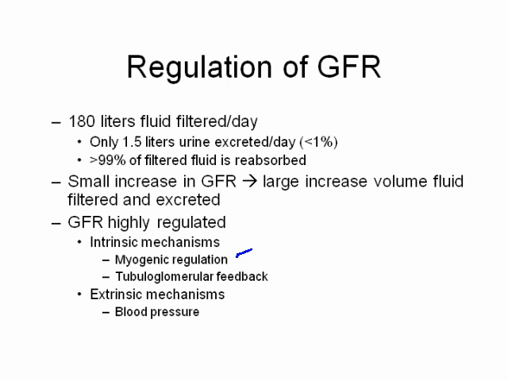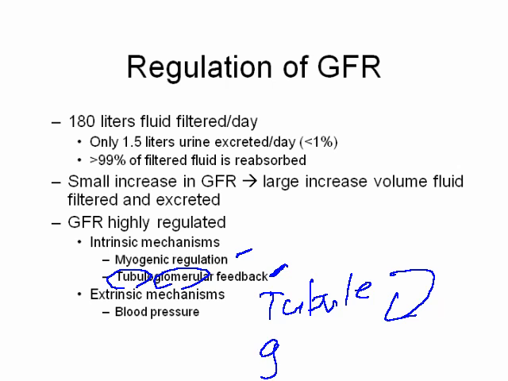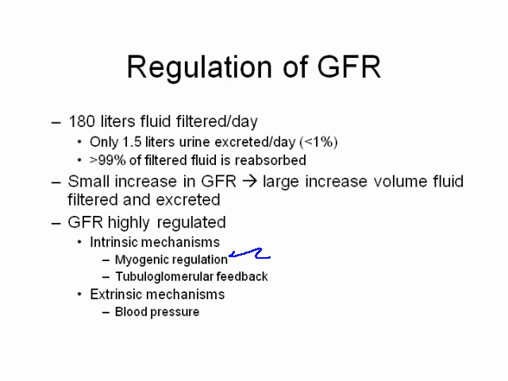Intrinsic mechanisms include myogenic regulation, and we've already talked about how the smooth muscle in blood vessels contracts in response to stretch. The same thing happens within the capillaries within the glomerulus, and what's called tubuloglomerular feedback. Now keep in mind the name, tubuloglomerular. It's feedback from the tubule to the glomerulus. It's intrinsic because they're both occurring within the glomerulus and Bowman's capsule. Extrinsic mechanisms, largely blood pressure, can have several types of effects that we'll talk about in a few moments.